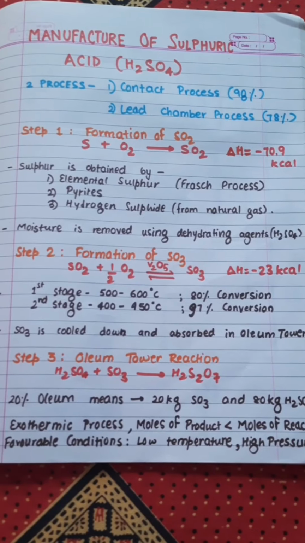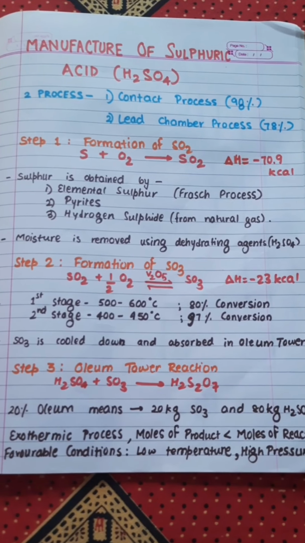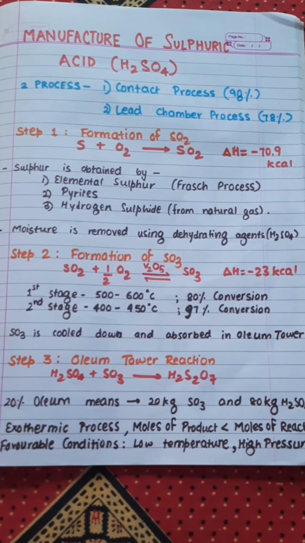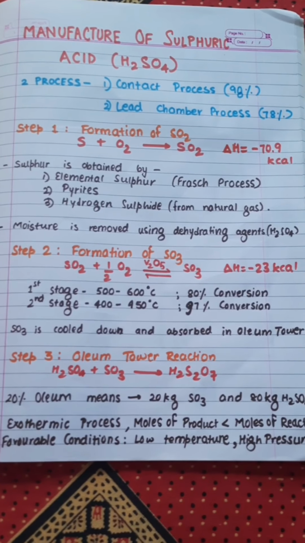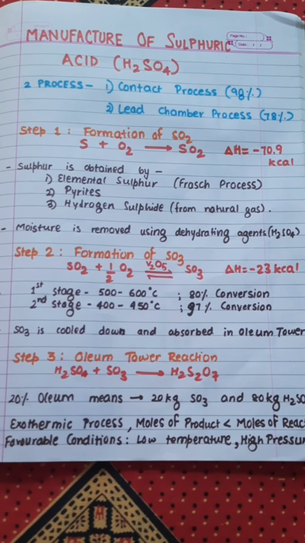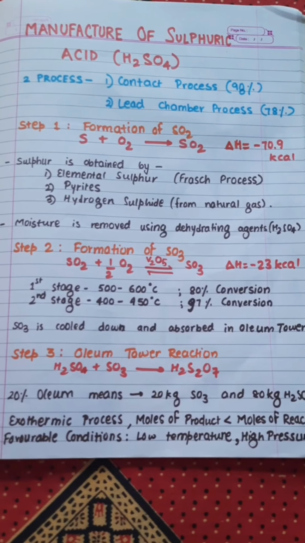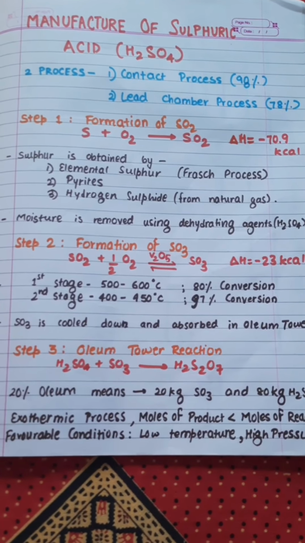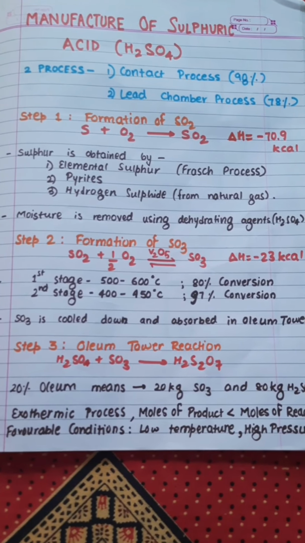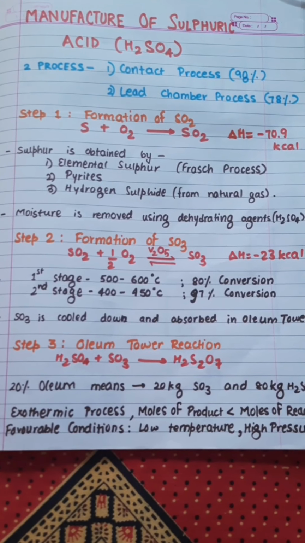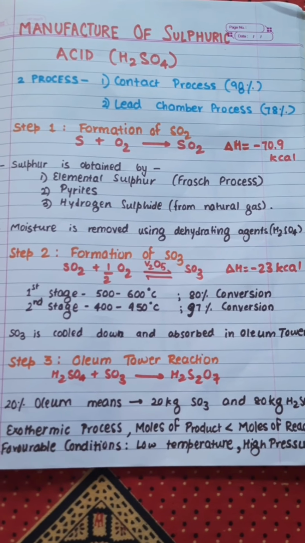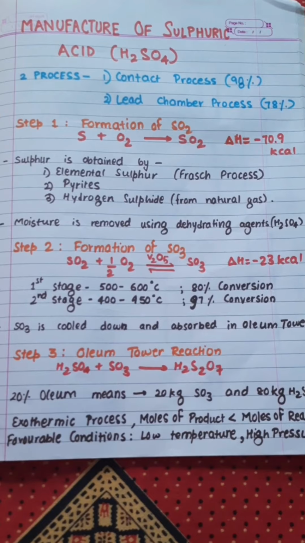In the second stage, the temperature is decreased to 400 to 450 degrees Celsius using water, and then the SO2 converts 97% to SO3. Now this SO3 is cooled down and sent to the absorption tower. This cooling is done using water.